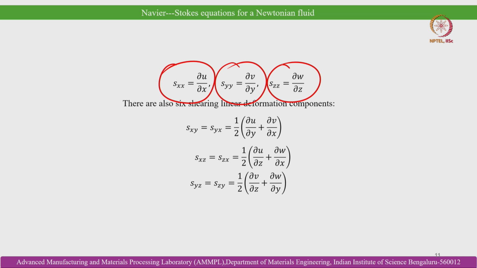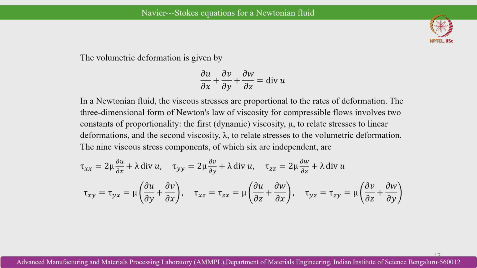There are also shearing linear deformation components. Sxy, which equals Syx, is equal to half of ∂u/∂y plus ∂v/∂x. Sxz, which equals Szx, is equal to half of ∂u/∂z plus ∂w/∂x, and Syz, which equals Szy, is equal to half of ∂v/∂z plus ∂w/∂y. This is for the y and z directions, and followed by this, we now enter into the derivation for the momentum equation.